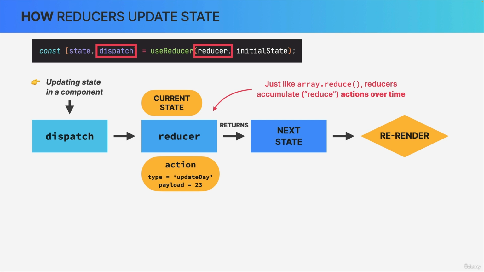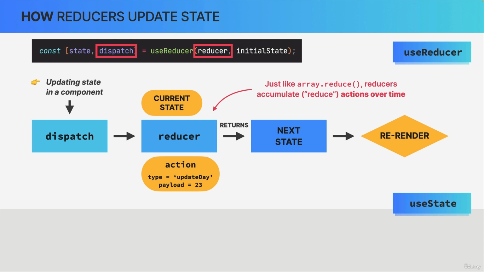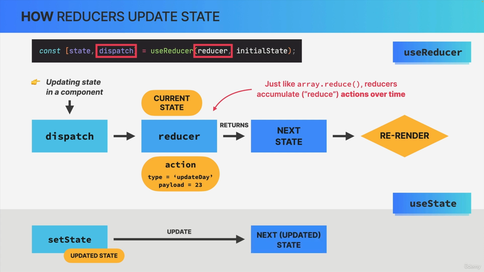And now, to understand this even better, let's compare the mechanism of useReducer with the much simpler useState mechanism. So when we use useState, we get back a setter function. And let's just call it setState. And then, when we want to update state, we just pass the new updated state value that we want, and React will simply update the state, which in turn will trigger the re-render. So it's a lot simpler and more straightforward than useReducer.